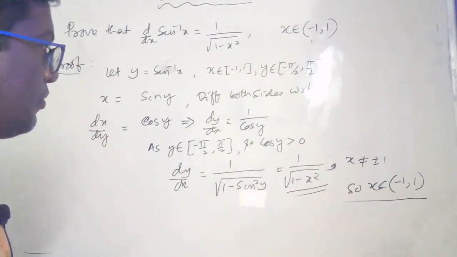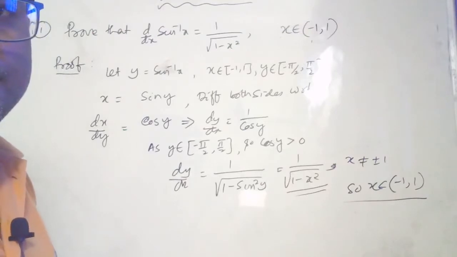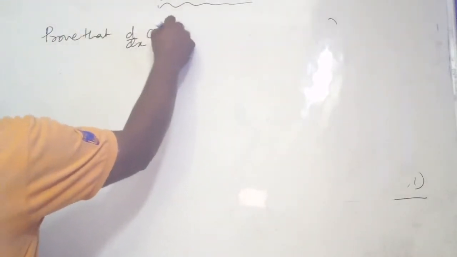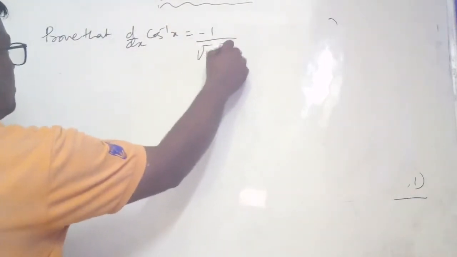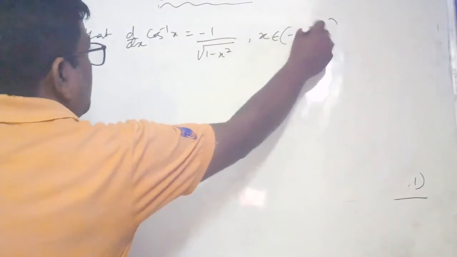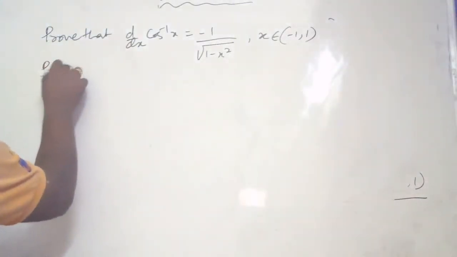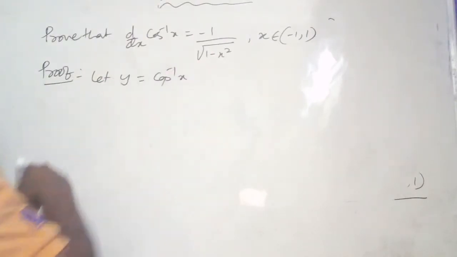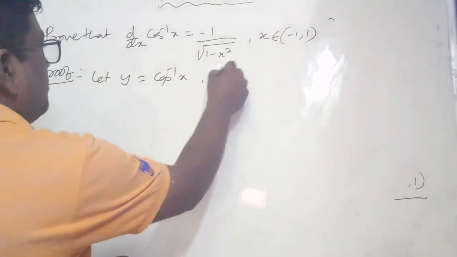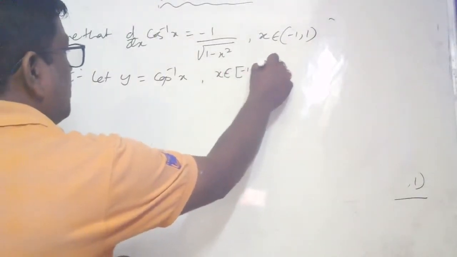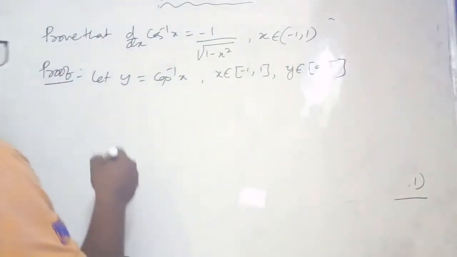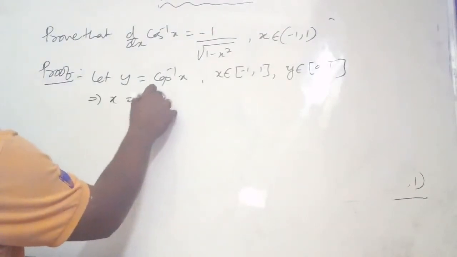Okay. Now the proof of cos inverse x is similar to this. Prove that d by dx of cos inverse x is equal to minus 1 by root over 1 minus x square, x belongs to minus 1 to plus 1. Proof: let y is equal to cos inverse x, where x belongs to minus 1 to plus 1, and y belongs to 0 to pi. So x is equal to cos y.